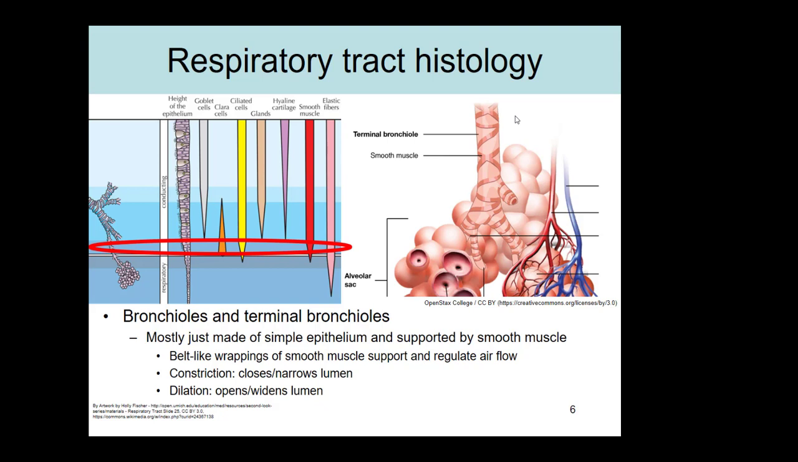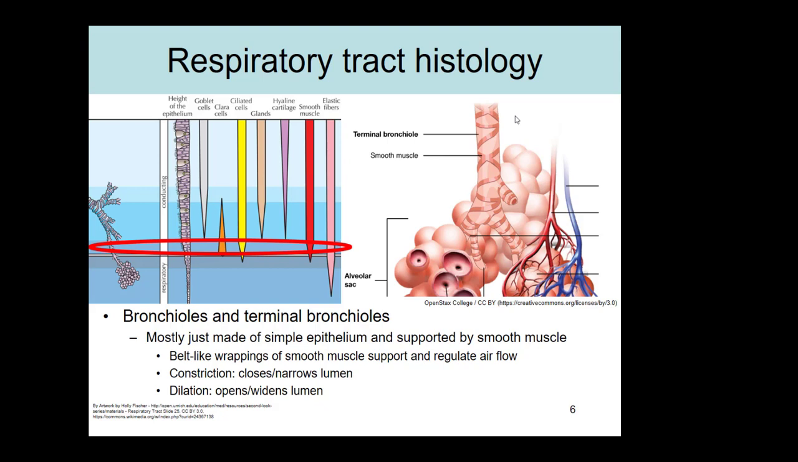Additionally, the smooth muscle can constrict and relax. If the smooth muscle constricts, it's going to squeeze on that tube, just like if you took a belt and cinched it real tight around your waist, it would squeeze on your waist. So this belt-like smooth muscle is going to squeeze on the tube, closing off the lumen of that tube, preventing air from flowing through the bronchioles and terminal bronchioles, essentially diminishing the amount of air getting to the alveoli.